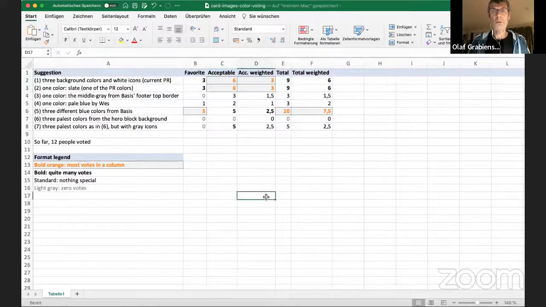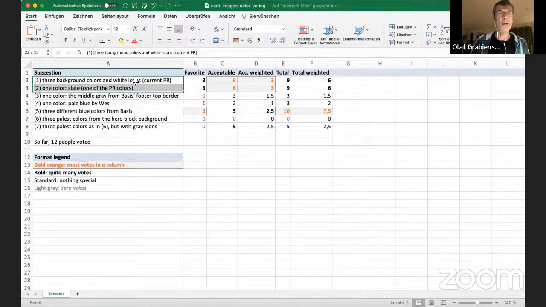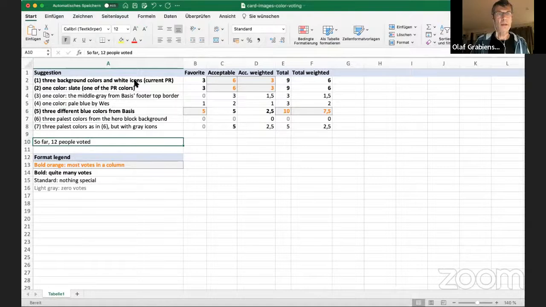You can see quickly that these three suggestions got the most votes and are the most popular. So the voting, I think, helps at least to sort out the other suggestions. We can focus on these three and don't have to consider the other ones. So let's make them bold for the moment. Twelve people voted so far, by the way.